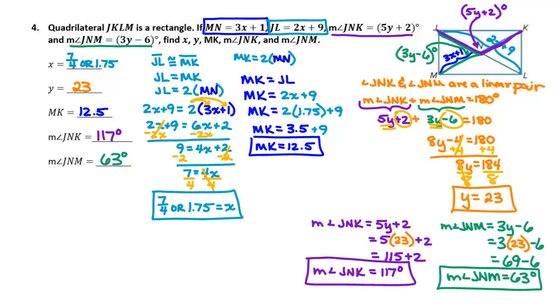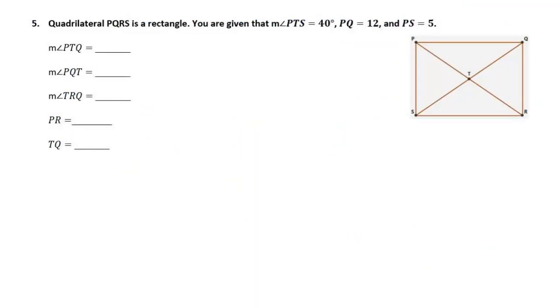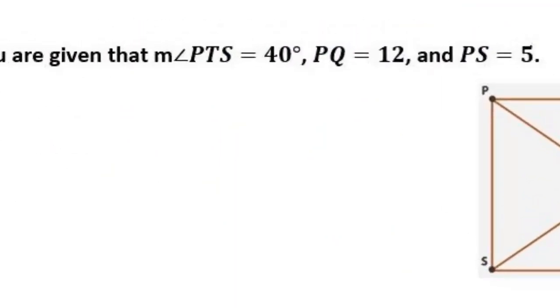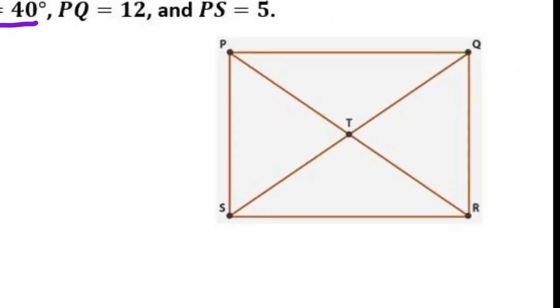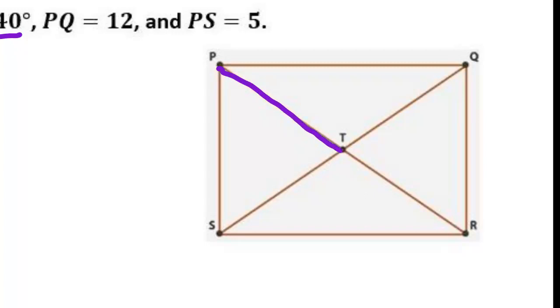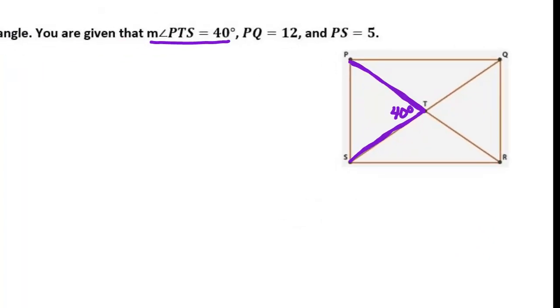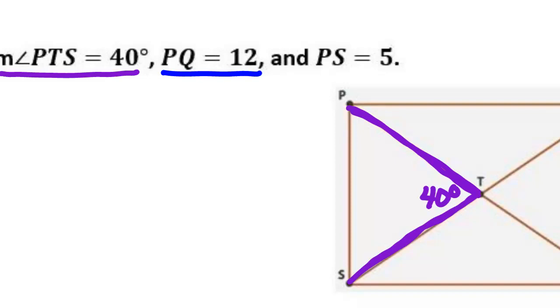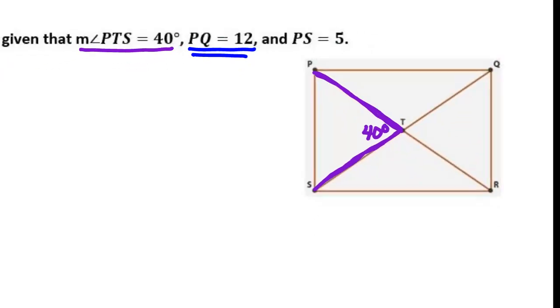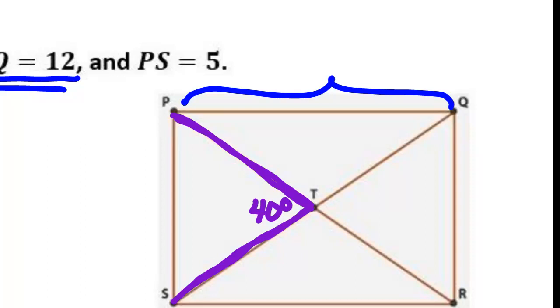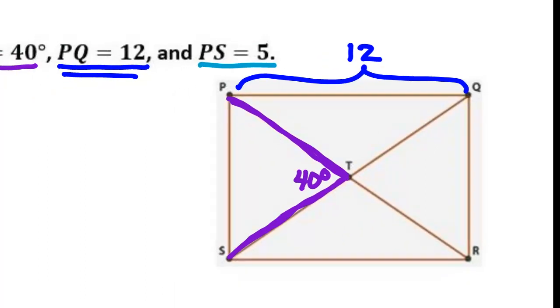One more problem. Last one. We have that quadrilateral PQRS is a rectangle. I said that the measure of angle PTS is 40 degrees. PTS is 40 degrees. PQ is 12. And PS is 5.